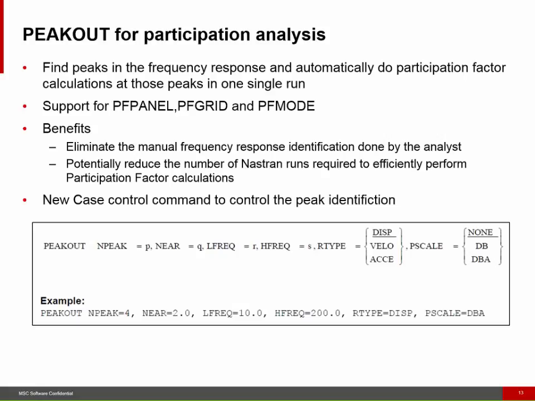And there's a new case control command to control the peak identification called PEAKOUT, where you can specify how many peaks you want. You can specify the minimum separation between the peaks, and lower and higher frequency of interest. You can also determine if you want to look at displacement, velocity or acceleration results, or if you look at fluid grid output, you can decide if you want to have them in linear scale, in dB, or in dBA scale.